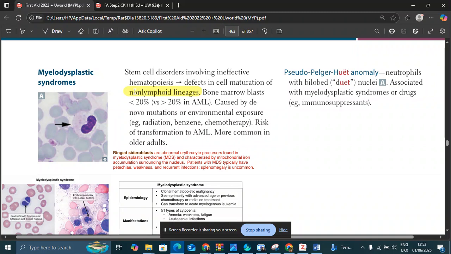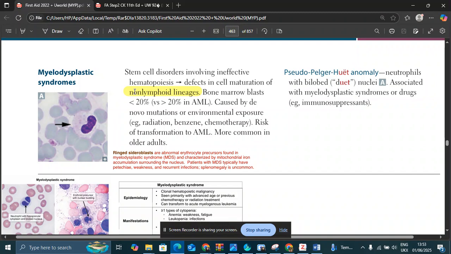From the myeloid cells, we get the neutrophils, basophils, eosinophils, RBCs, and thrombocytes. From the lymphoid lineages, we get B lymphocytes, T lymphocytes and natural killer cells. Okay, so from the name myelodysplastic syndrome, it is very clear that it is affecting the myeloid lineage, not the lymphoid lineages. In other words, we can say that it is affecting non-lymphoid lineages.